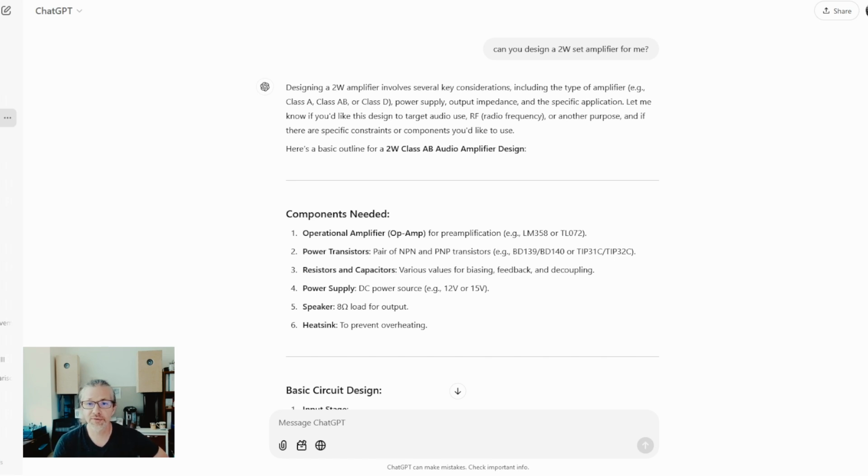Designing a 2-watt amplifier involves several key considerations, including the type of the amplifier, for example Class A, Class AB, or Class D, power supply, output impedance, and specific application. This is absolutely right and correct.